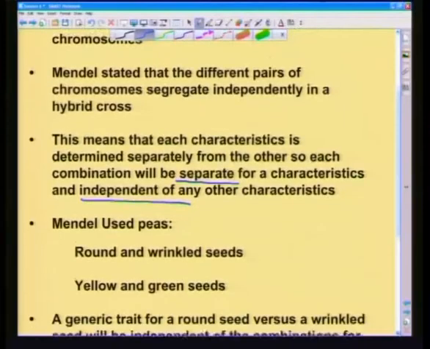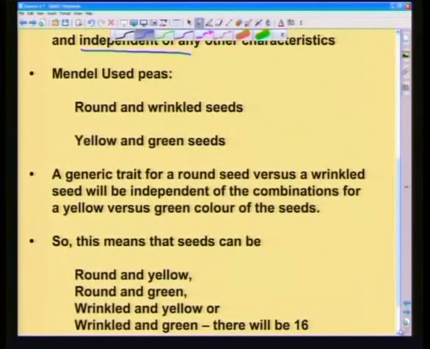So Mendel used his little peas again. You see, he liked his peas. And he chose different types of peas. He chose peas that were round and wrinkled, the seeds, and he chose seeds that had a yellow color and some have a green color.